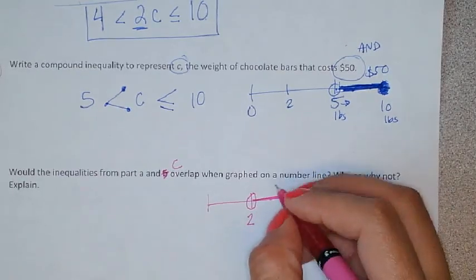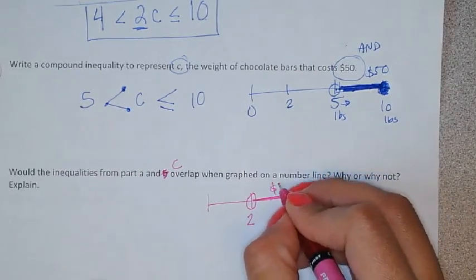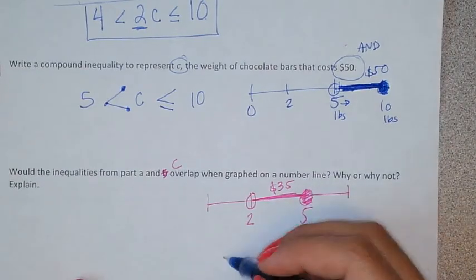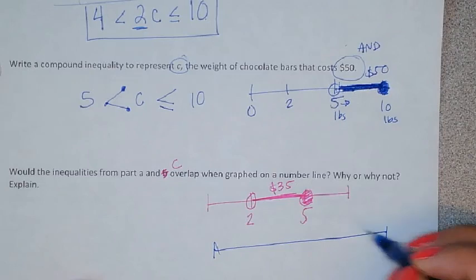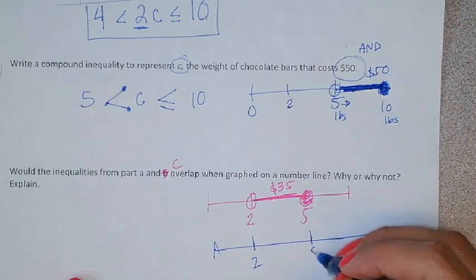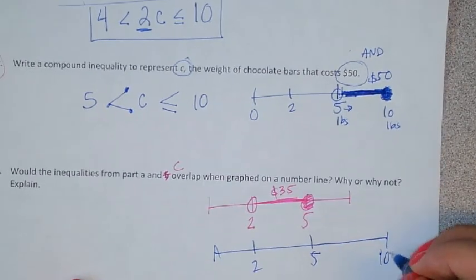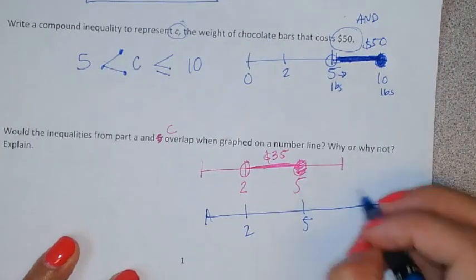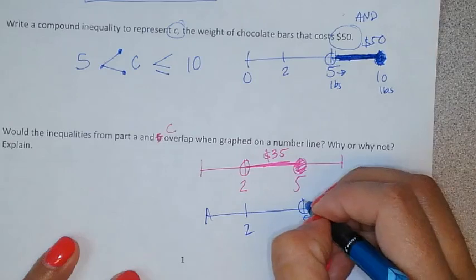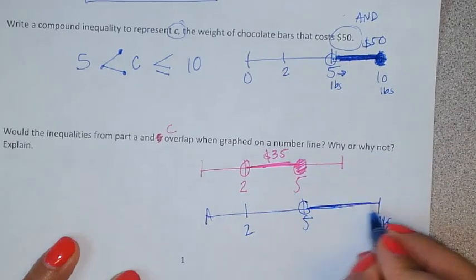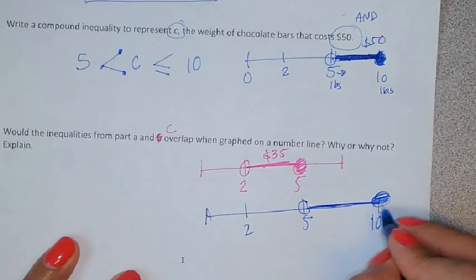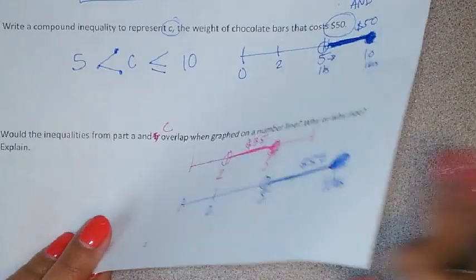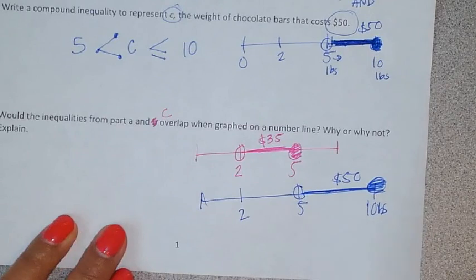And this is a $35 packet. And then from part C, I'm over here, right? This is 2 pounds, this is 5 pounds, this is 10 pounds. Okay? And for the $50 packet, it looks like this. Okay, so they're asking me if they overlap.